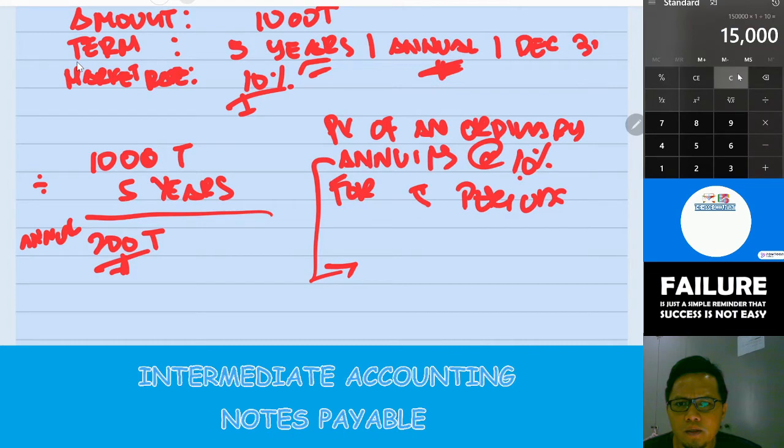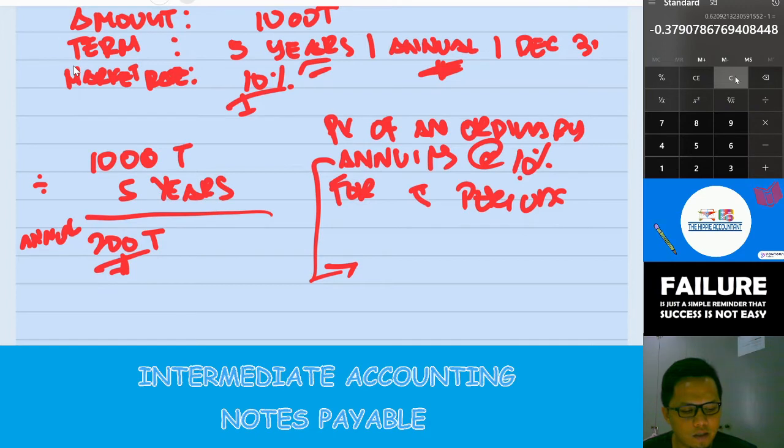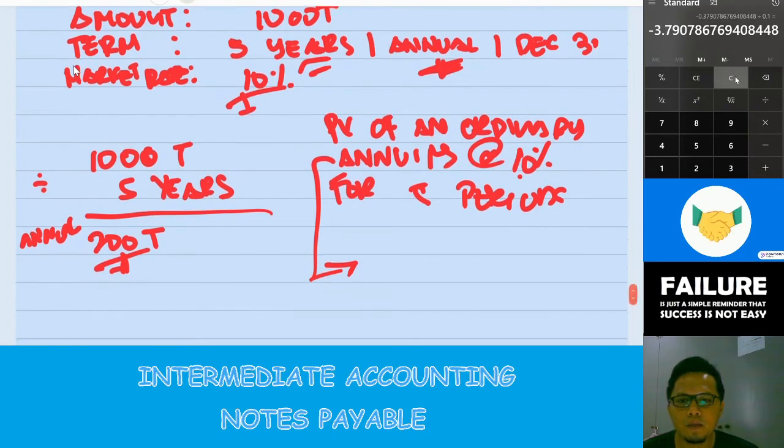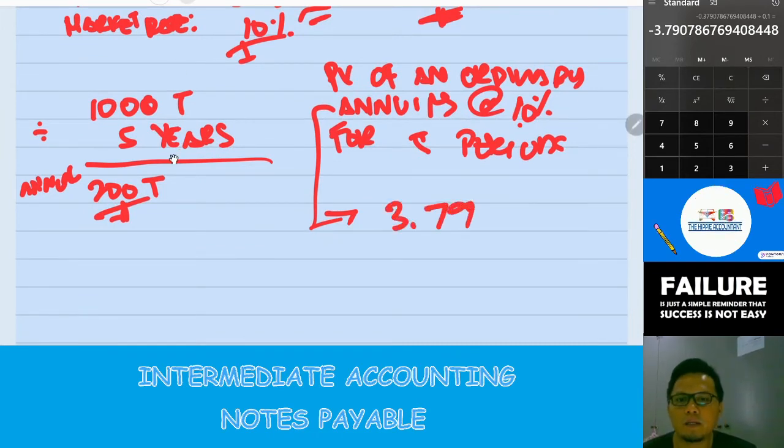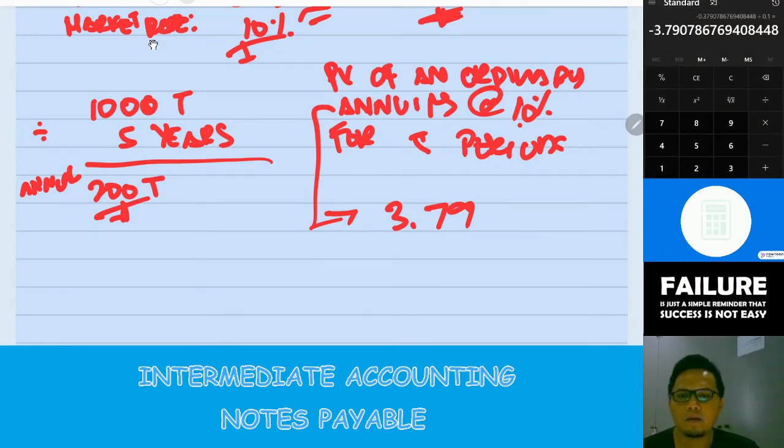So, again, 10%. So, that would be 1.10 divided by 1, 2, 3, 4, 5, minus 1 kasi nga, ordinary annuity divided by 0.10. So, you will have the present value factor is 3.79. Okay? The present value factor is 3.79. Let's just round this off to 2 decimal points. Okay?